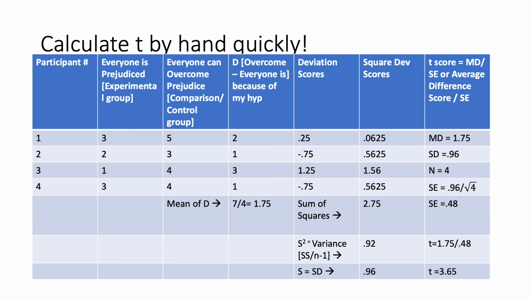So in this case, 2.75 divided by 3. There's 4 different scores minus 1. I'll explain that to you in a second. But our variance is 0.92.